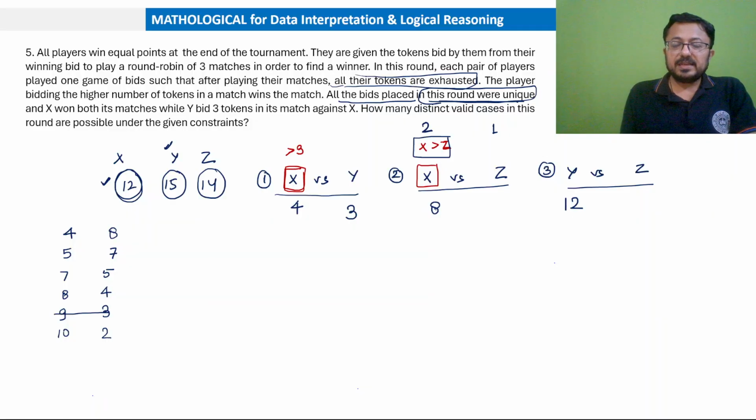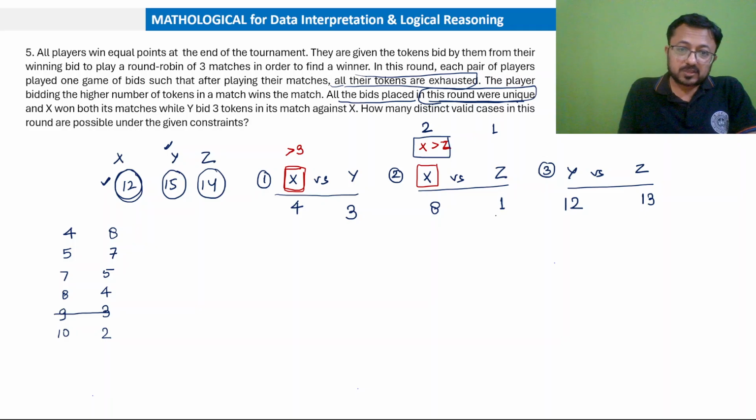तो if x has bid 8 tokens versus z, तो z कितने tokens place कर सकता है? 1 2 3 4 5 6 7, ये cases possible होंगे. ठीक है, तो one case could be 1 in this round and 11. z के total tokens कितने हैं? 14 है, तो 1 in 13. This could be one case.